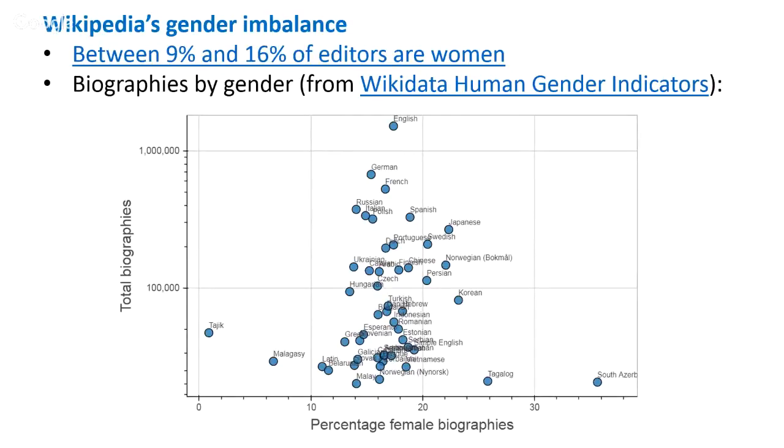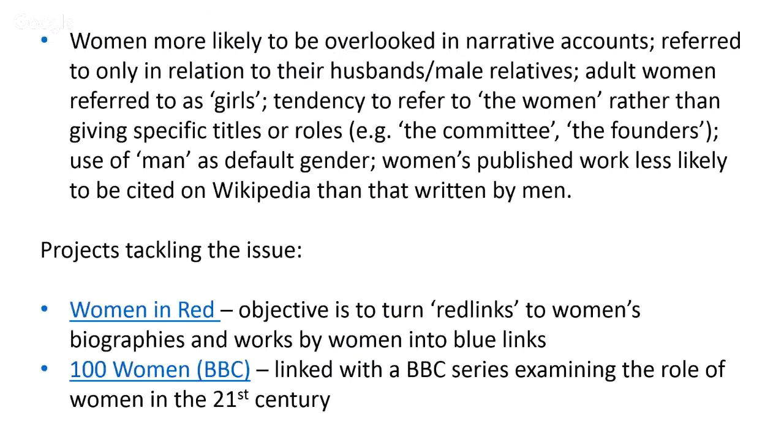It's not just about numbers and statistics, though, but the gender bias also manifests itself in the content of biographies and the ways in which women are written about. So we tend to find that women are sometimes overlooked in narratives, or references to notable women are made in relation to their husband or other male relatives rather than to them in their own right. We find phrasing like adult women being referred to as girls or ladies, often the word man is used as a default description of all humans, which is problematic. And we tend to find that in descriptive accounts, women are referred to simply as the women rather than by any official or significant roles like the committee or the founders or so on. In addition, published work written by women is less likely to be cited on Wikipedia than that written by men.